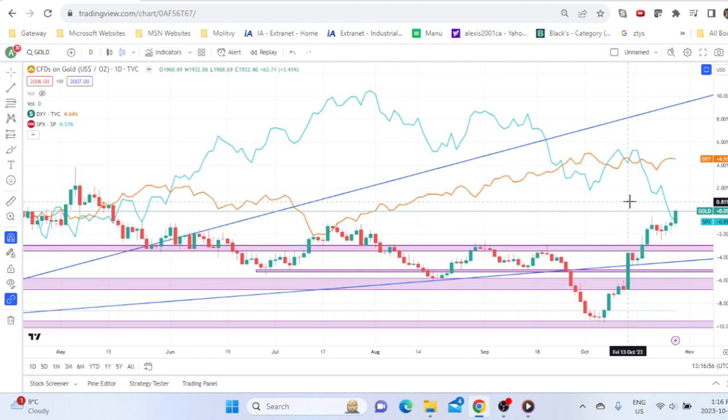What you can notice, and what is interesting, is that from this part here, about the beginning of October, we have the dollar index going sideways and gold has been rising. We also have a rising gold during a sharply declining S&P 500.